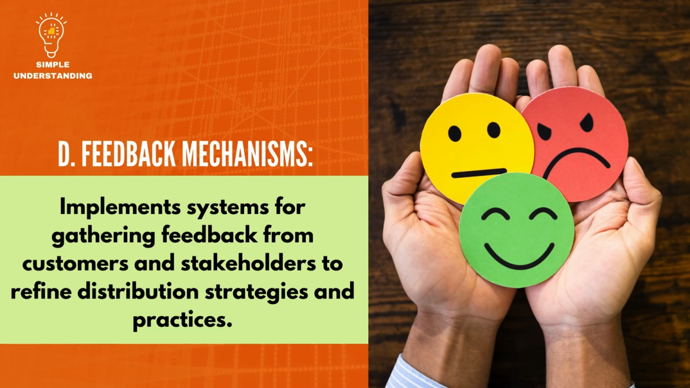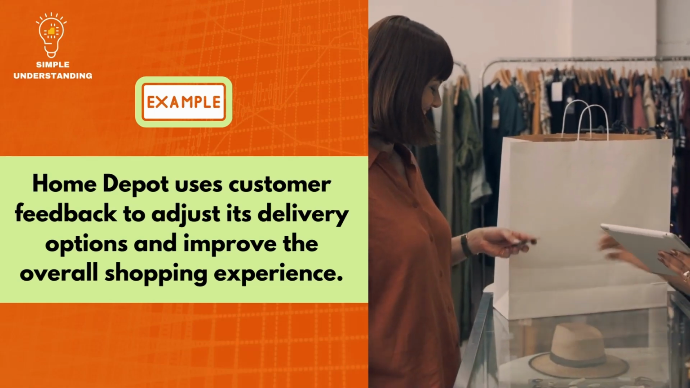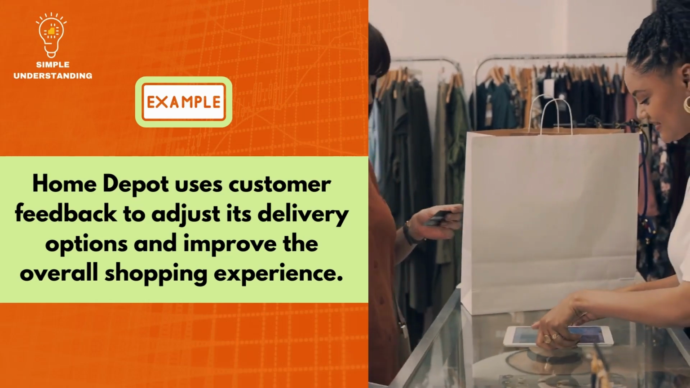D. Feedback mechanisms. Implements systems for gathering feedback from customers and stakeholders to refine distribution strategies and practices. Example: Home Depot uses customer feedback to adjust its delivery options and improve the overall shopping experience.